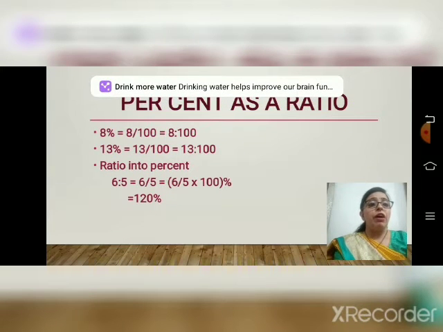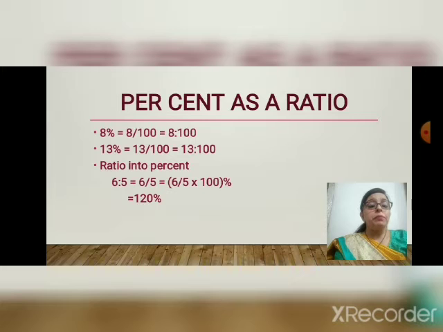Percentage as a ratio. 8%. How can we write it? 8 upon 100. We can write it as a fraction, and the fraction we can write in the form of a ratio: 8 is to 100. When the ratio is given, we have to convert it into a percentage. What do we have to do? We have to multiply it with 100%. 6 upon 5 into 100. When you solve it, it will become 120%.